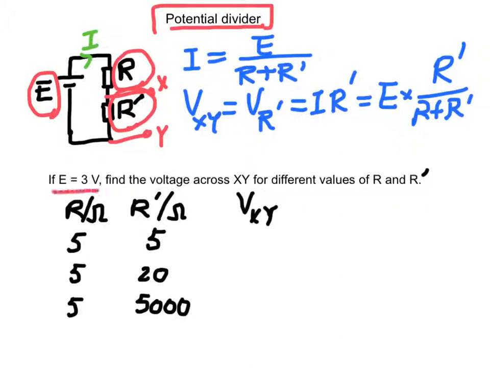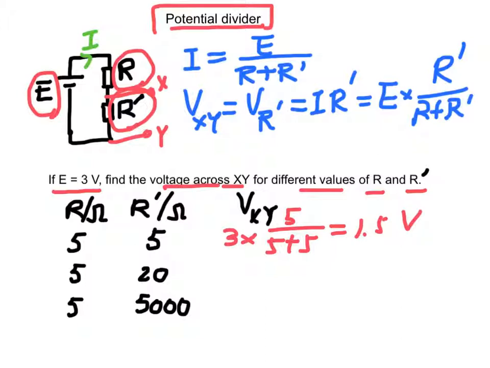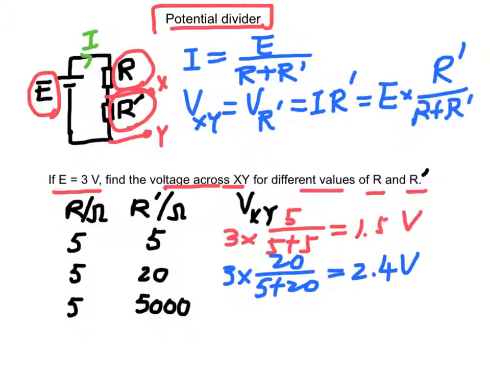If the EMF is equal to 3 volts, find the voltage across XY for different values of R and R pi. For the first set, we have voltage across XY equal to 3 times 5 over 5 plus 5, which is equal to 1.5 volt. For the second, we have V across XY equal to 3 times 20 over 5 plus 20, which is equal to 2.4 volt.